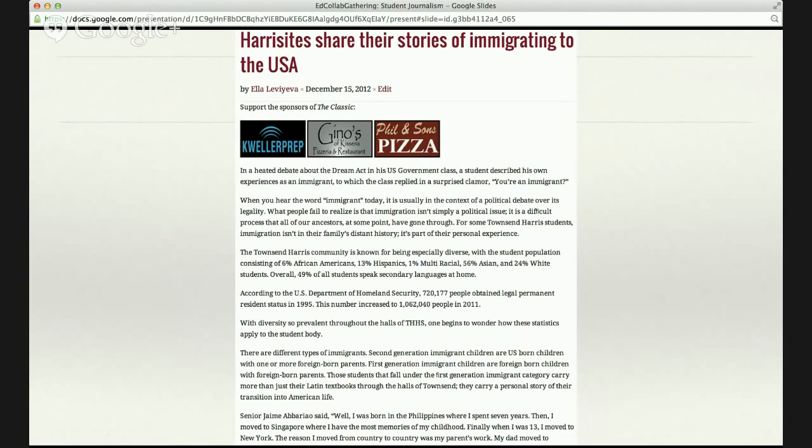"In a heated debate about the DREAM Act in his U.S. government class, a student described his own experiences as an immigrant, to which the class replied in a surprised clamor, 'You're an immigrant?'" She then goes on to talk about how so many students at our school are immigrants, and she tells us about their lives and their stories of coming here.